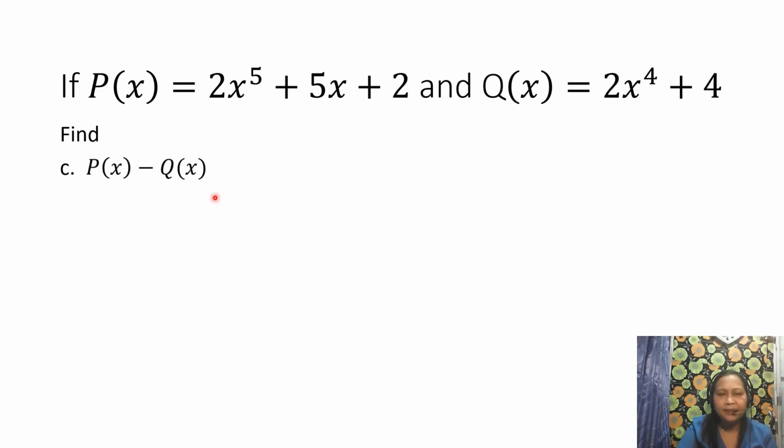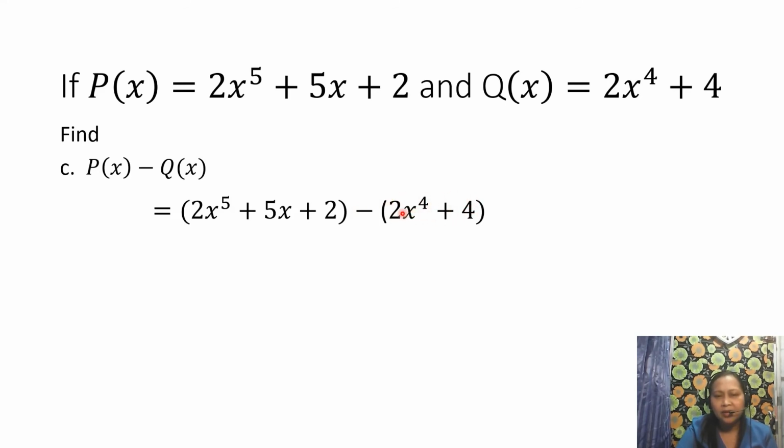Find p of x minus q of x. So we are going to subtract. So to subtract 2x raised to 5 plus 5x plus 2 minus the quantity 2x raised to 4 plus 4. So remember class, once we're going to subtract, what will happen to the sign inside the parenthesis? It will change the sign. So 2x raised to 4 becomes negative, and positive 4 becomes negative also.